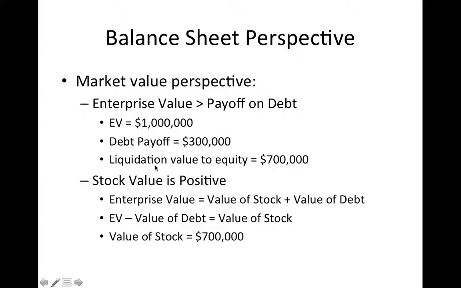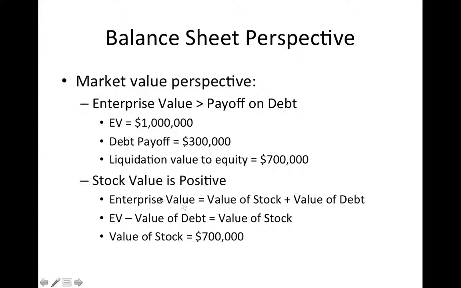Then if they were to liquidate the firm, they would raise the $1 million in value from selling the company, use 300,000 of it to retire the debt, and have 700,000 left to go to equity. And so that would be sort of a way of thinking about this. So the other way of thinking about it is very simply that it means that the stock value is positive.